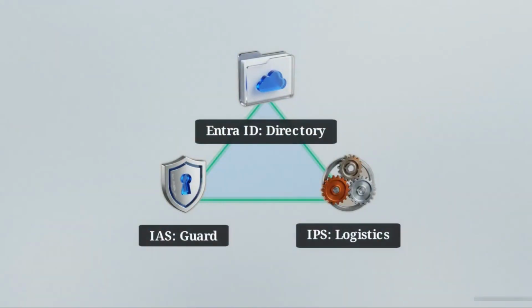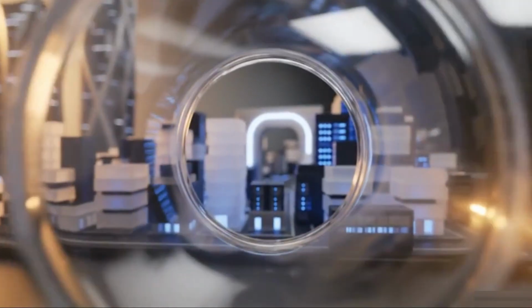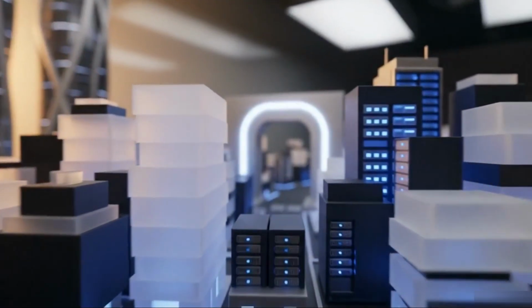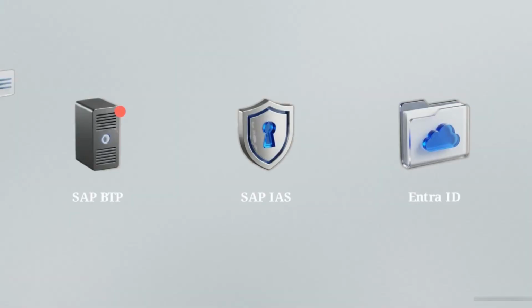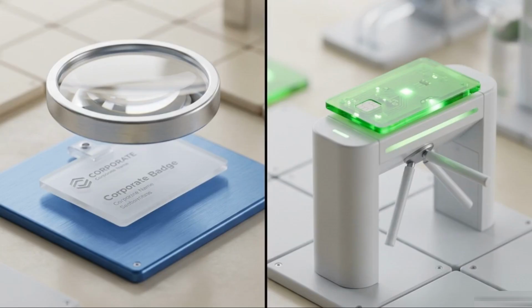Let's trace the actual data pathways to see how this works in a live SAP BTP environment, starting with the 6-step authentication flow. Step 1. A user opens an SAP app. Step 2. It redirects to the IAS gatekeeper. Step 3. IAS routes a request to Entra ID. Steps 4 and 5. Entra ID validates credentials and sends a token back. Step 6. IAS unlocks SAP BTP. The architectural distinction here is important. Entra ID performs the actual validation, but IAS manages the authentication session for the SAP application.